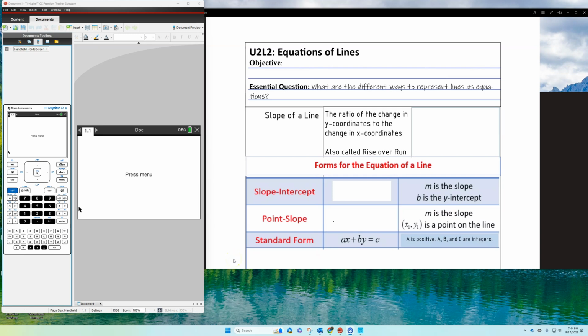Today's lesson has to do with equations of lines. I'm going to start off by giving you the formula for slope. The formula is m equals y2 minus y1 over x2 minus x1.